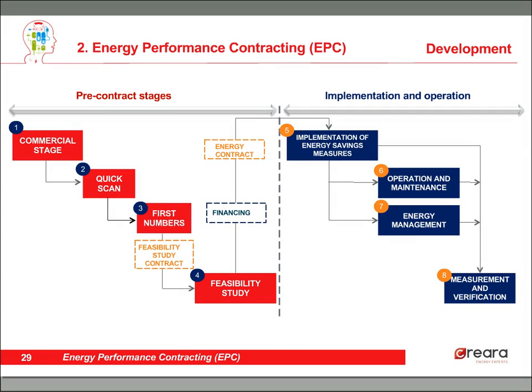And then in the implementation and operation phase, you would have the implementation of energy saving measures. Usually you do some recalculation once the contract is signed in order to be sure of all the numbers, and then you need to operate the installation and do the energy management of the installation in order to maximize savings. Usually on an annual basis you do measurement and verification in order to calculate real savings, and calculate the fees for the ESCO and the savings for both the ESCO and the client.